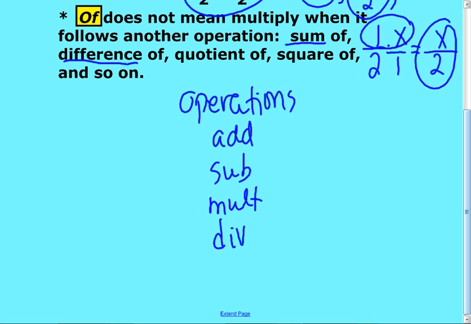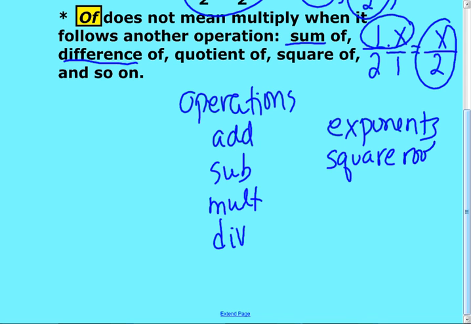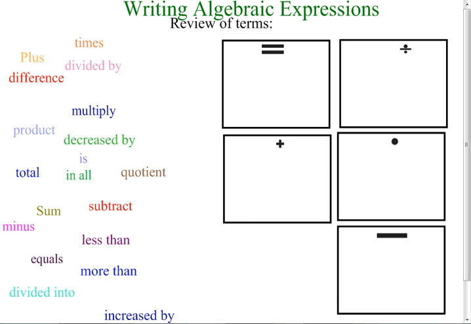But you know what else you can do? You can do exponents. Does anybody know of another one? Anybody seen a square root? Yes, I'm sure you've seen square roots. That's an operation. And there are other operations you haven't learned about yet. That's enough for now. Okay, so we're going to write some algebraic expressions, and I want to figure out where these guys go.